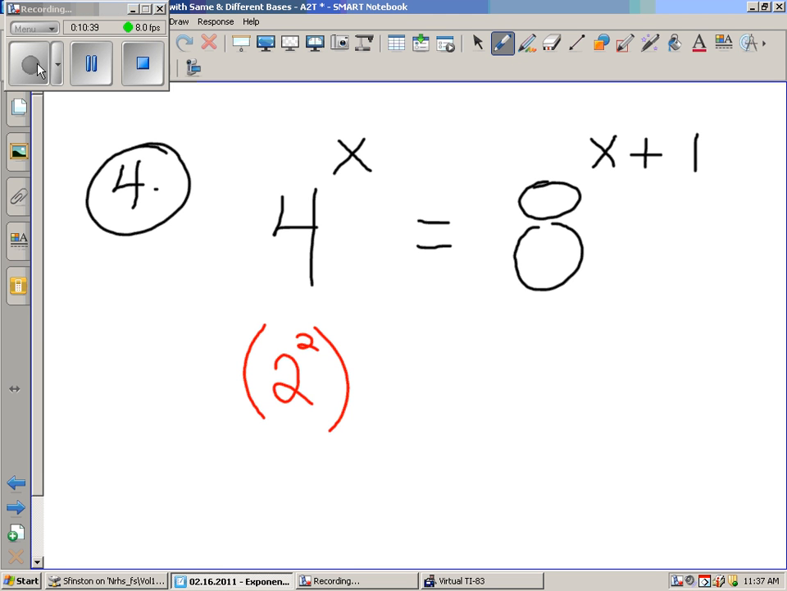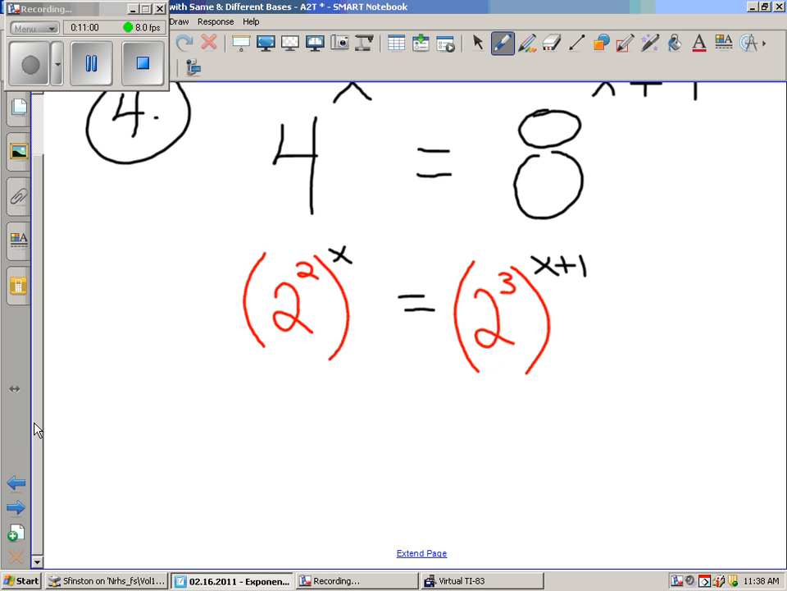It's 2 squared. And then we have that x on the outside equals. And now 8. How could 8 be a power of 2? Good. That's how you do it. We're going to practice more about how you could rewrite things so you get used to it. Now watch. You know what we're going to do? We're going to make it rain. And so then it becomes 2 to the 2x equals 2 to the 3x plus 3.